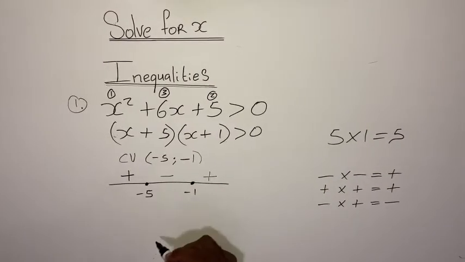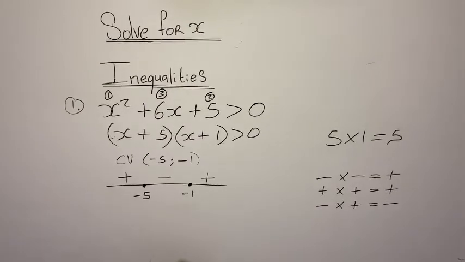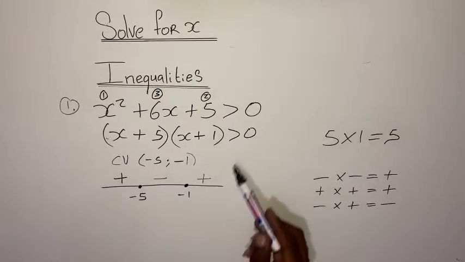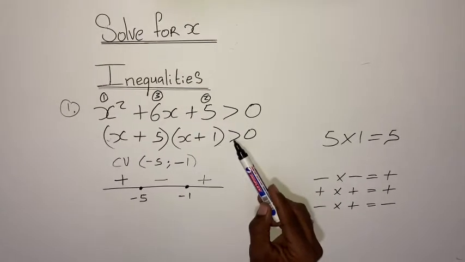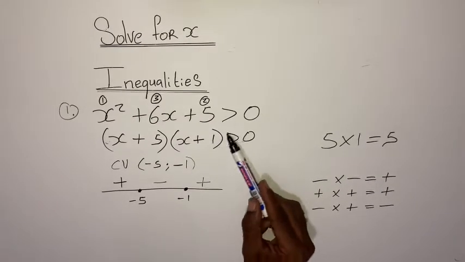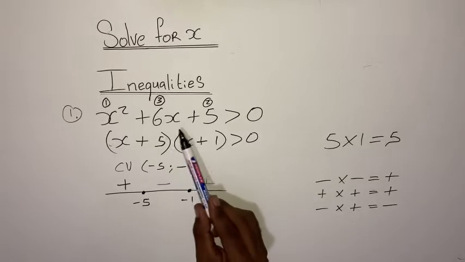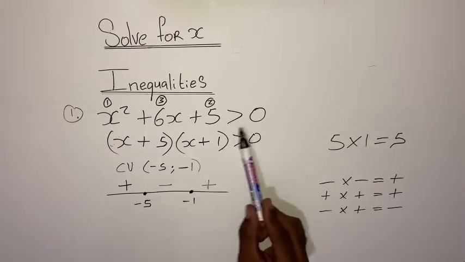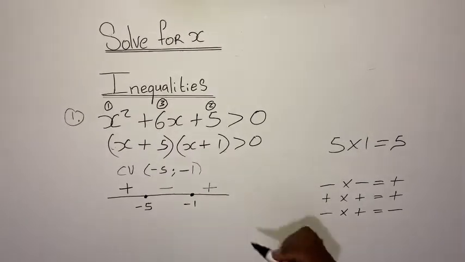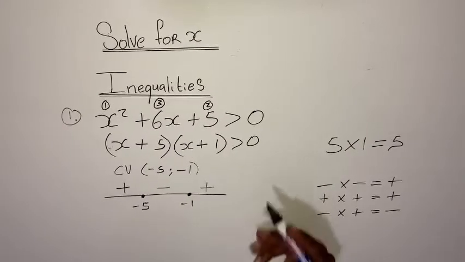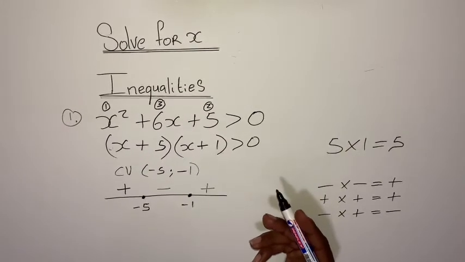Then from here, we'll go on to look at our inequality, which in this instance is saying x squared plus 6x plus 5 is greater than 0. You must remember that when you say something is greater than 0, you are actually saying it's positive.